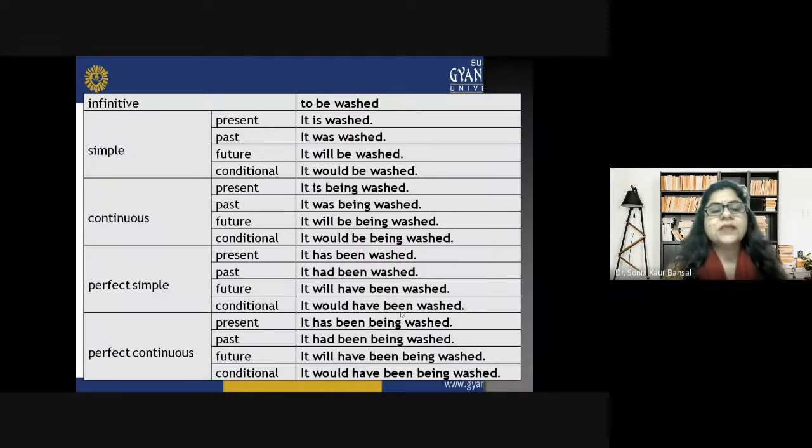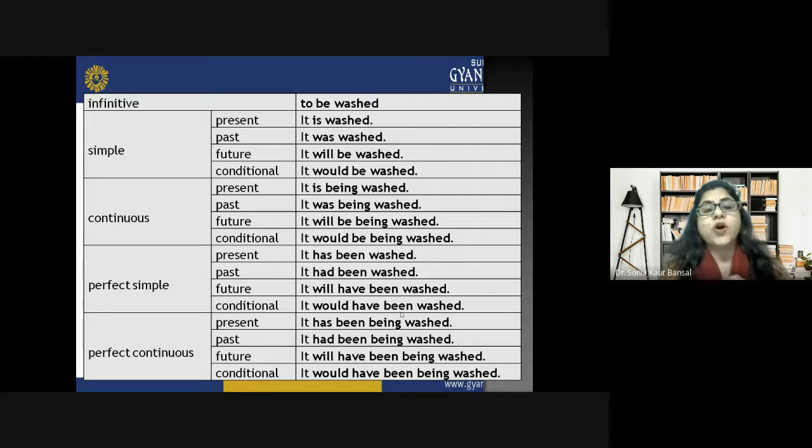All right. Now students, just have a look at present, past, future and conditional sentences, infinitive "to be washed". This is how it is going to change in your active and passive voice subjects. If you look at one example, you will be able to do more in the same way with many examples. Now we have simple tense, continuous tense, perfect simple tense and perfect continuous tense. You have to understand how it is done from active to passive voice. In simple present tense, it is washed. In past tense, it was washed. In future tense, it will be washed. And in conditional sentences, it would be washed.